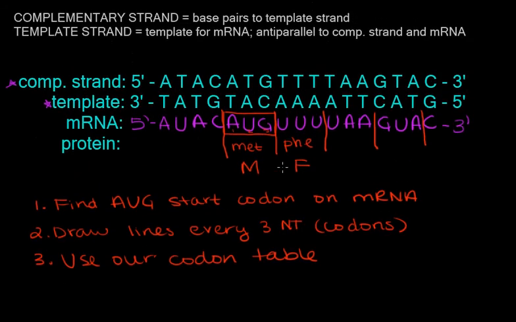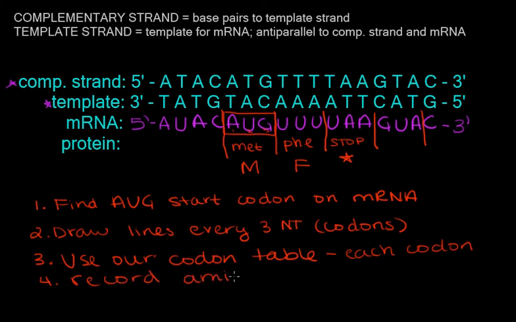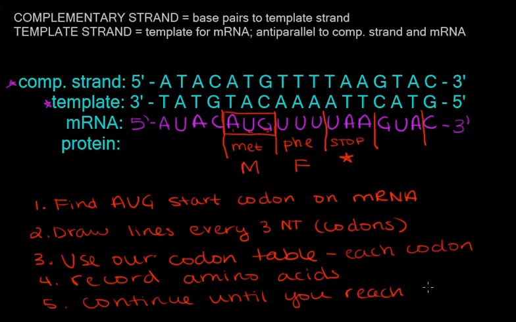So you have two choices here. You can either write the word stop or you can draw a star. Star means stop. Okay, so we use our codon table for each codon, you record the amino acids, and you continue until you reach the stop codon. And then you write a star or the word stop.